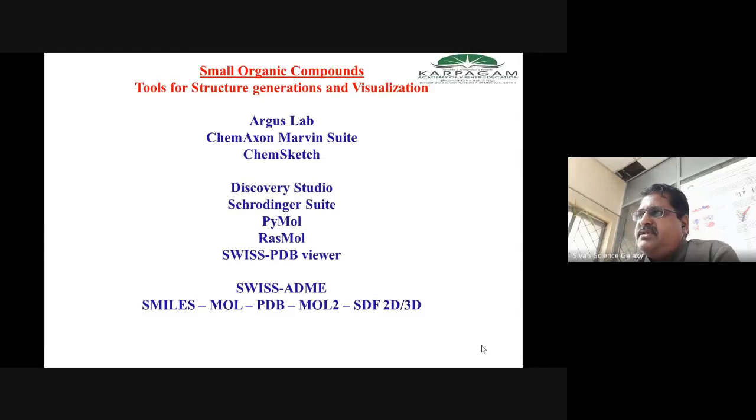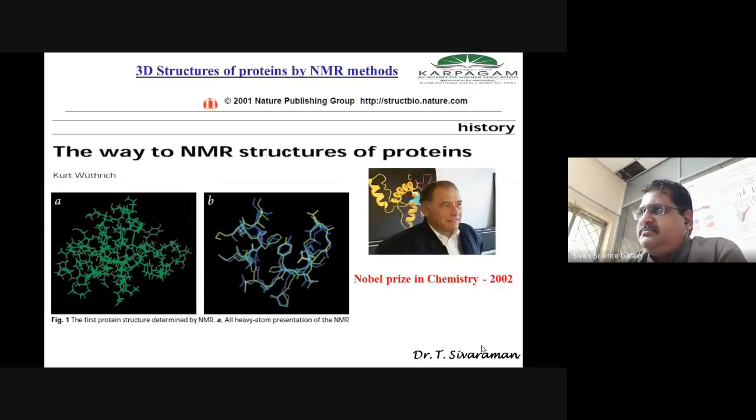Then the properties of the small molecules can be predicted using SwissADME. It's a free online tool. The structures of the small molecules can be generated in different file formats because each tool is compatible with certain file formats. So you can generate the files in different formats like MOL format, PDB, MOL2, SDF. So what I'm saying in this slide is that we have a list of computational tools to generate the three-dimensional structures of the small molecules, as well as to analyze their structural properties. Any clarifications? Okay, let me move on.